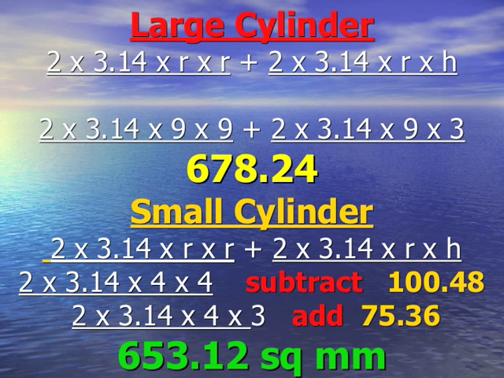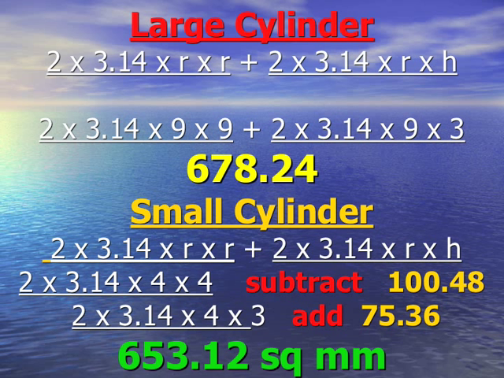The first step I do is calculate the surface area of the large cylinder. My formula is on top. So this is 2 times pi times 9 times 9 plus 2 times pi times 9 times 3. I get a grand total of 678.24.